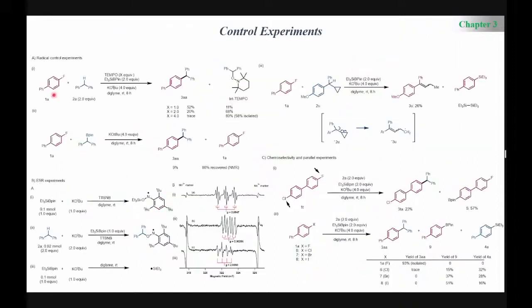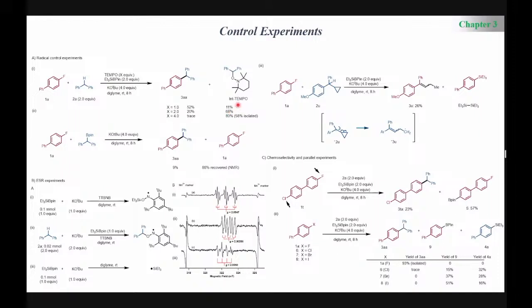So to get a better understanding about this reaction, we did several control experiments. Firstly, we examined this coupling reaction in the presence of TEMPO. Here we can see with increasing amount of TEMPO, the yield of product decreased, and this TEMPO-trapped intermediate was observed and isolated. This result suggests that this reaction involves a radical species.